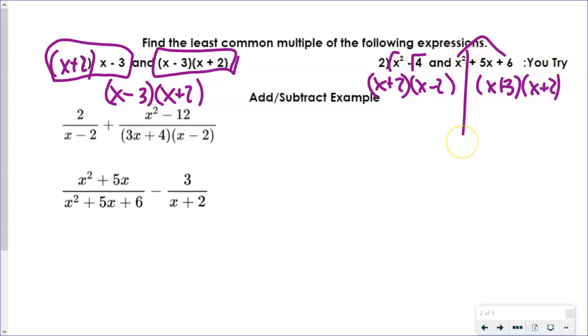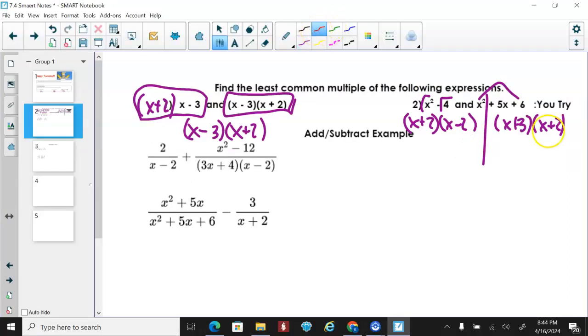So now, two different things. What do they have in common? What is the same? This factor and this factor. What is different? This factor and this factor. If I want them to be the same, they have to have both. This side is missing x minus 2, and this side is missing x plus 3. So what would be the common denominator for both? x plus 3 times x plus 2 times x minus 2. That includes all three factors in your denominator.